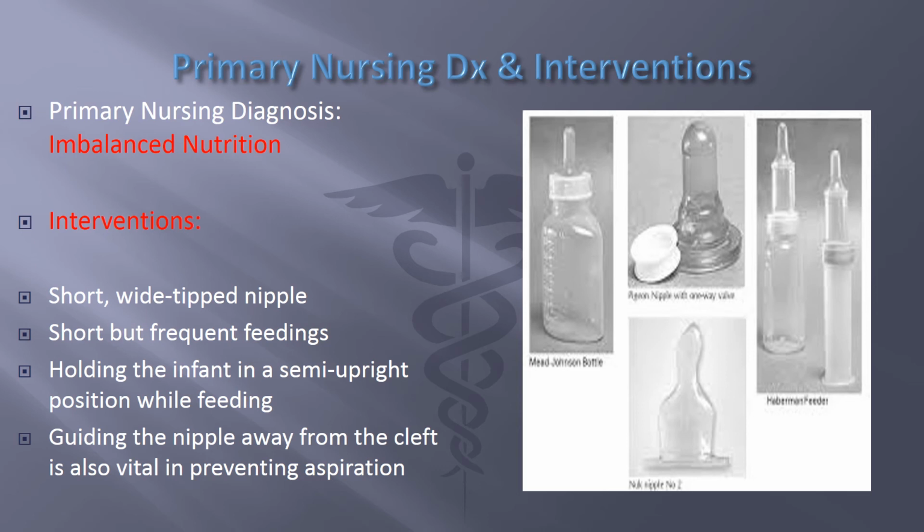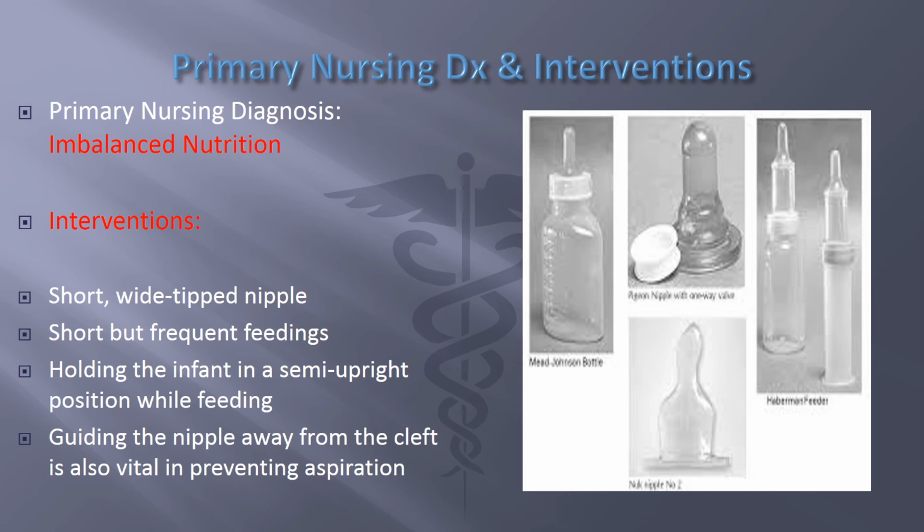The primary nursing diagnosis I found for this was imbalanced nutrition. And then some interventions also would be using short, wide-tipped nipples for the baby so the milk can flow out easier, and making it so the infant doesn't have to waste their energy trying to suck. Another intervention would be the short and frequent feedings.